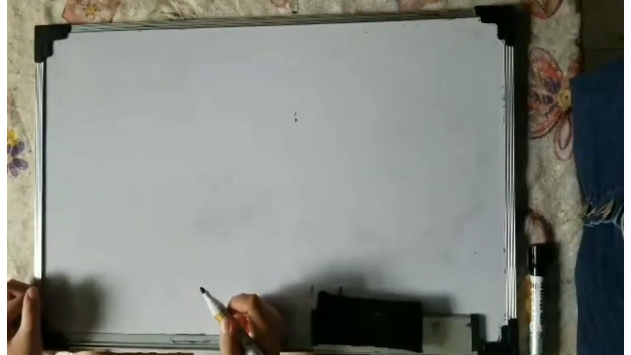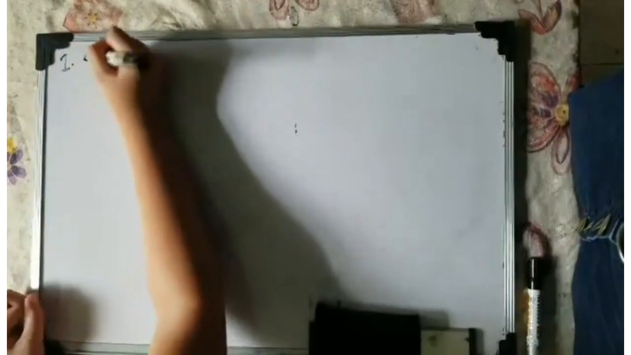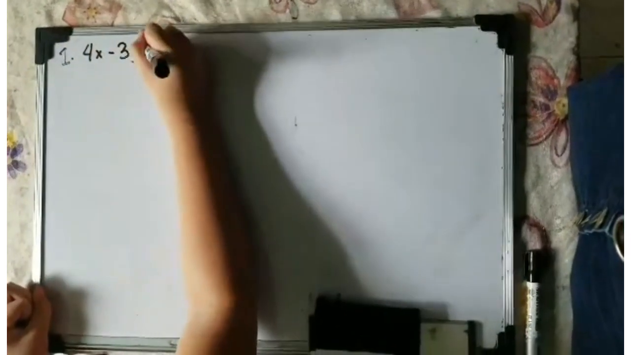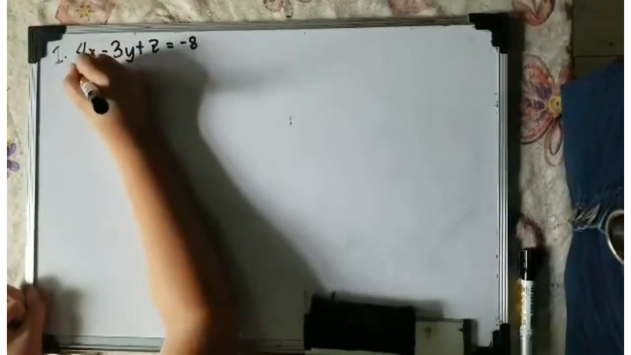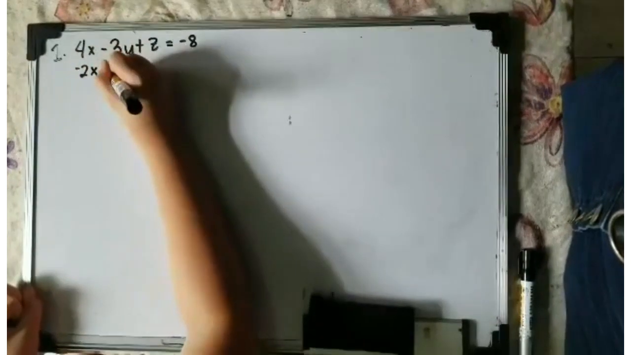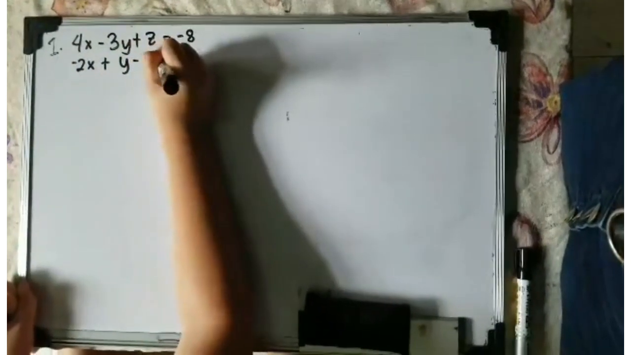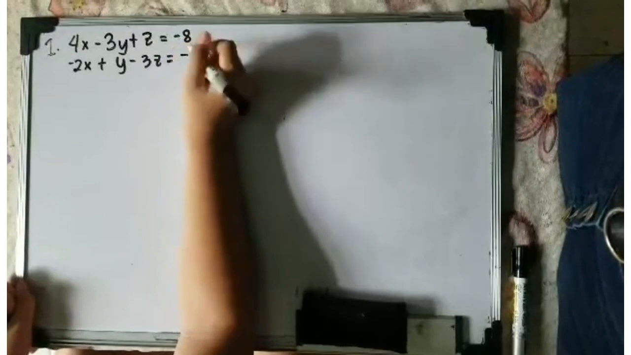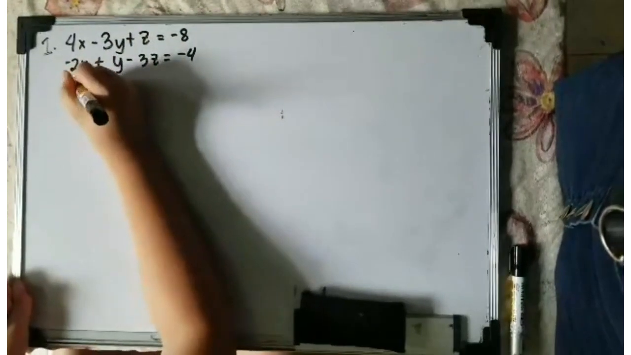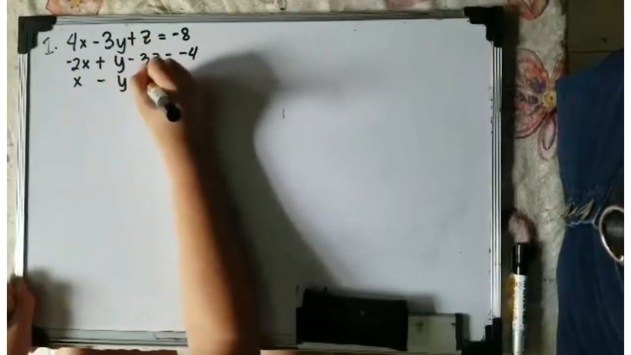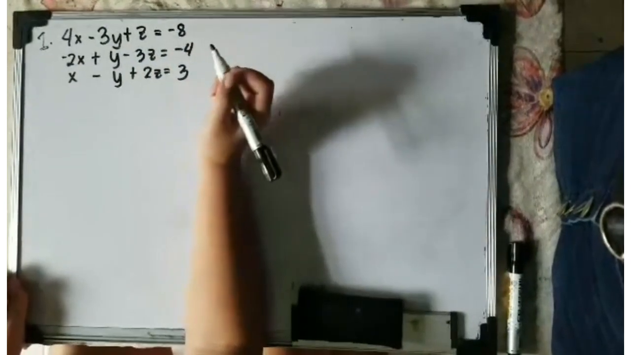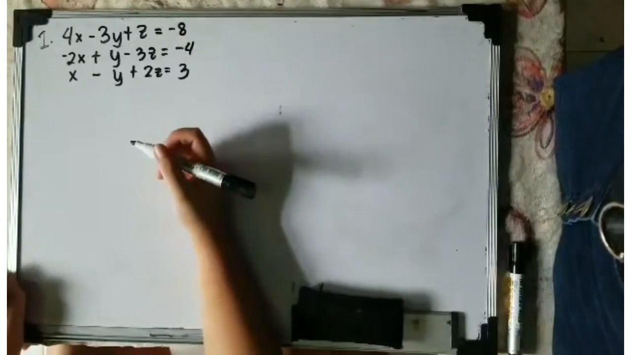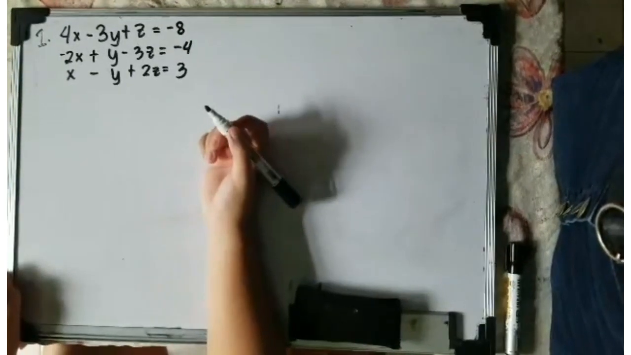So the first equation is 4x minus 3y plus z equals negative 8. And negative 2x plus y minus 3z equals negative 4. The third equation is x minus y plus 2z equals 3. So the first thing to do is we have to convert these 3 equations into augmented matrices.